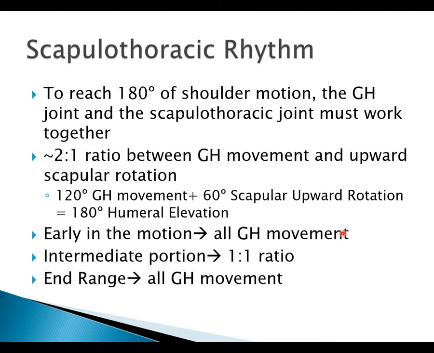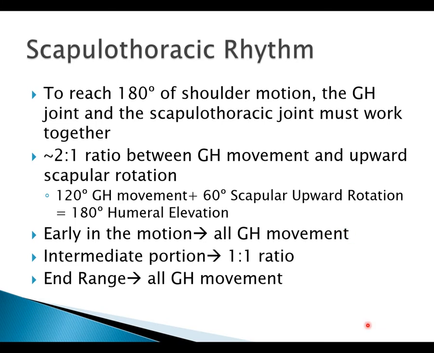So it's the ratio between how much movement is occurring in the glenohumeral joint and how much movement is occurring in scapular upward rotation. Basically this is saying the humerus is going to move about twice as much as the scapula. So if it's twice as much, then about 120 degrees of glenohumeral movement and about 60 degrees of scapular upward rotation is going to give us our full elevation. But it's kind of broken up; we don't have all 120 degrees of glenohumeral motion and then all 60 degrees of scapular rotation. It's kind of mixed up.